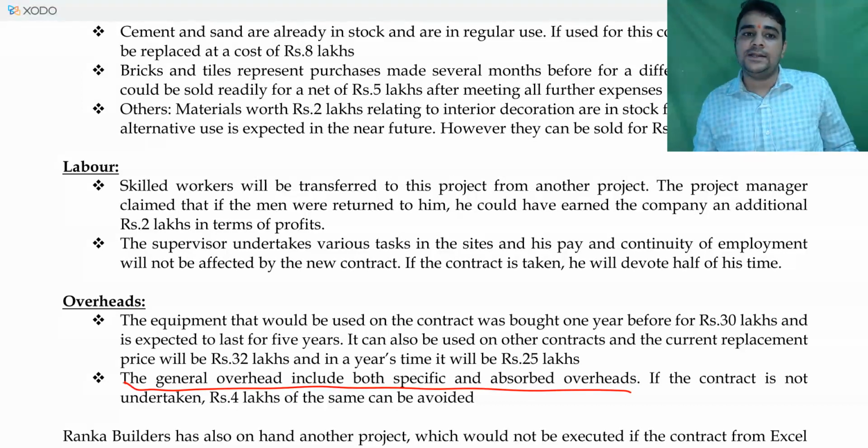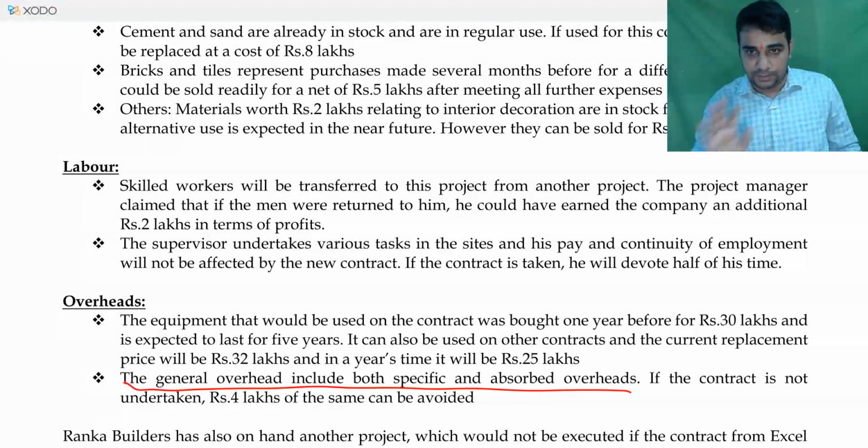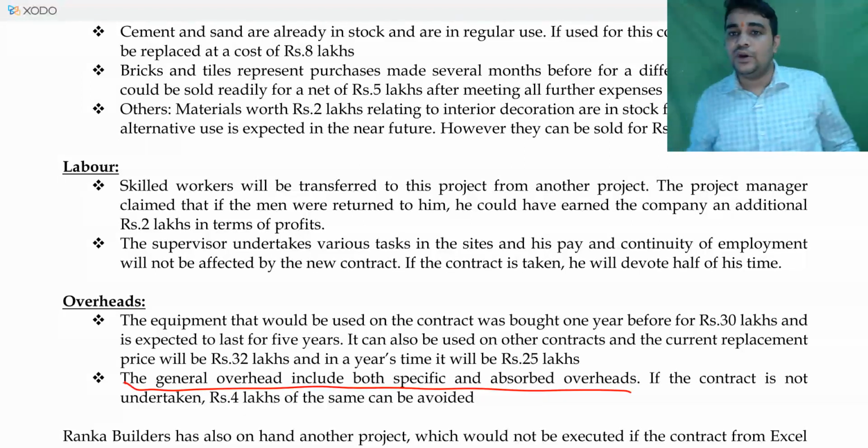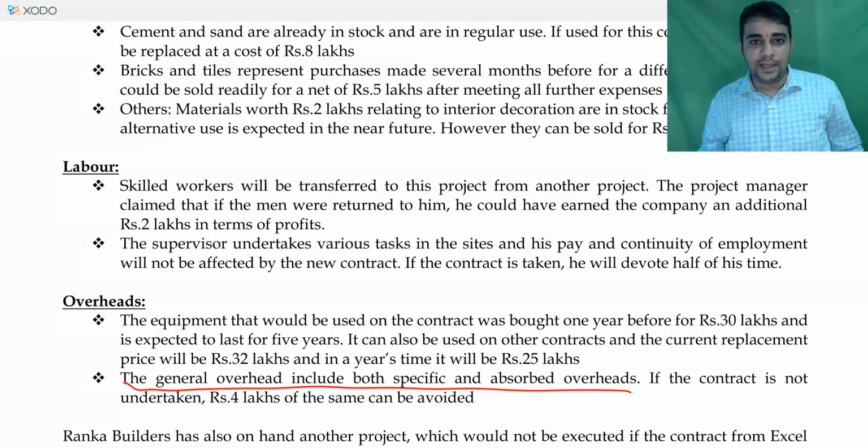Why will you have to buy this? Because this machine is already used on some other contract. Maybe you can use the machine, but for some other contract you will have to buy the machine. And in a year's time it will be 25 lakh. So if you buy today it's 32 lakh, if you buy it a year later it is 25 lakh.